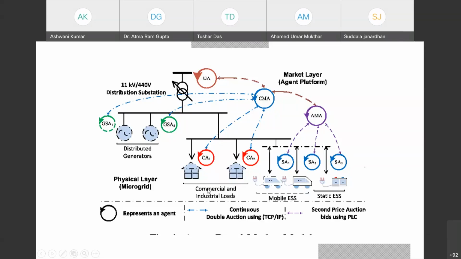So the entire data at this level has to be taken care of by an important agent, which is called the market agent. This market agent at the distribution level takes all the data from all these important components and shares this important information with the central market agent.